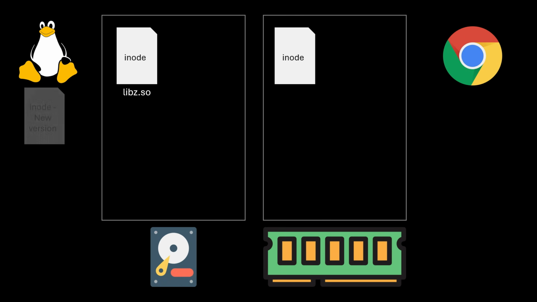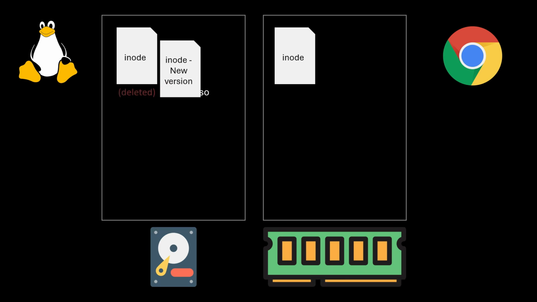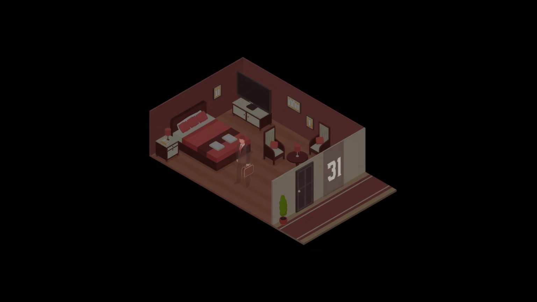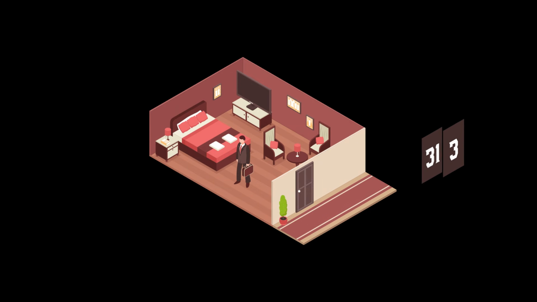So what happens when an update comes in? It needs to replace that file. Linux just puts a brand new inode in place and points the name to it. The old inode is still there, still running. The program using it has no idea anything changed. It is like changing the room number on the door while the guest is still sleeping inside. They wake up, everything is fine, they never noticed.